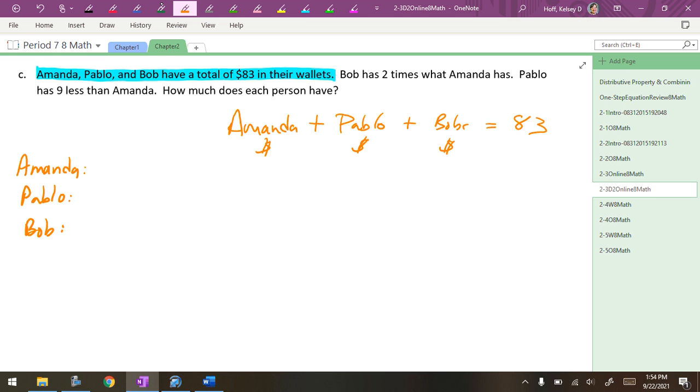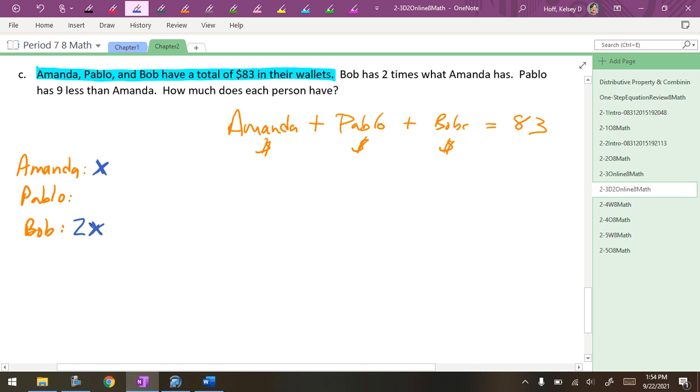Go to the sentence with Bob. Bob has 2 times what Amanda has. Do we know what Amanda has yet? Okay. Pablo has 9 less than Amanda. Do we know what Amanda has? But notice, Bob and Pablo depend on Amanda. Guess what Amanda is? X. Amanda is X. Okay. Bob has 2 times what Amanda has. What does Bob have? 2X.